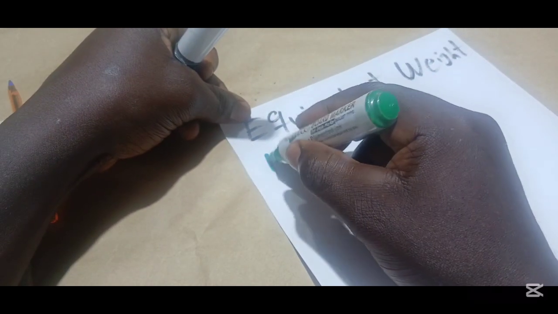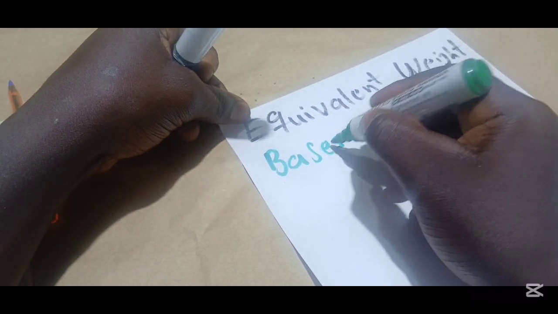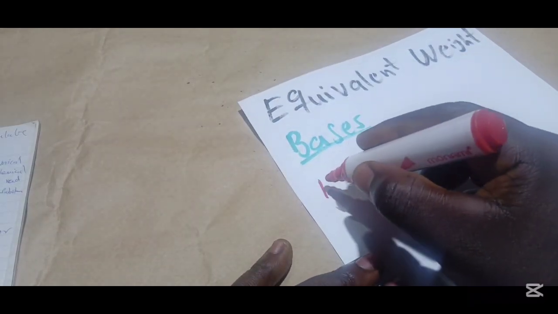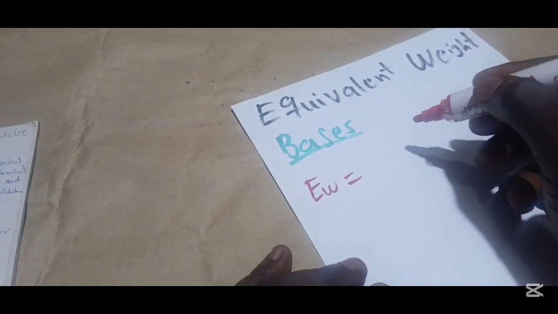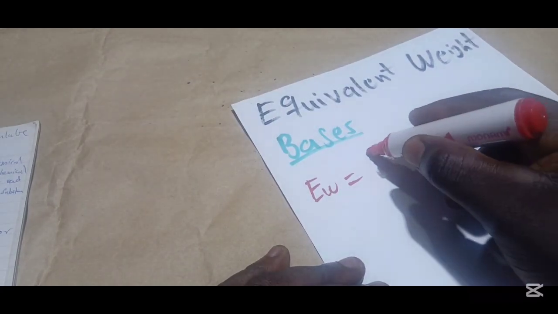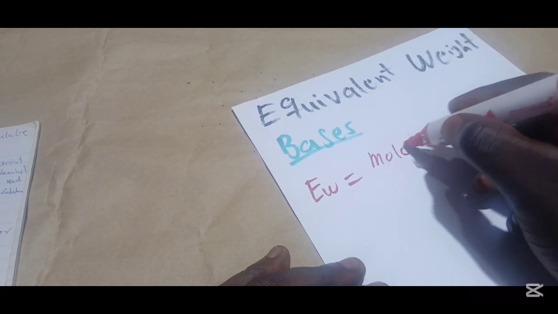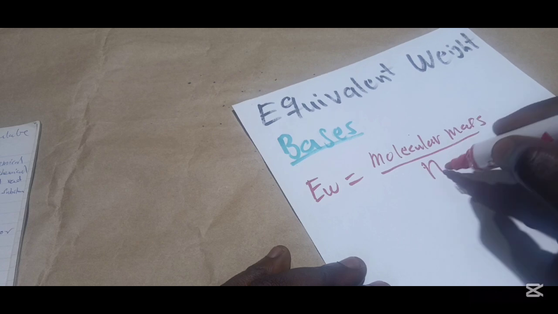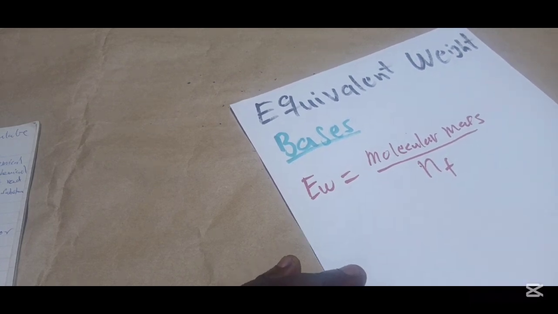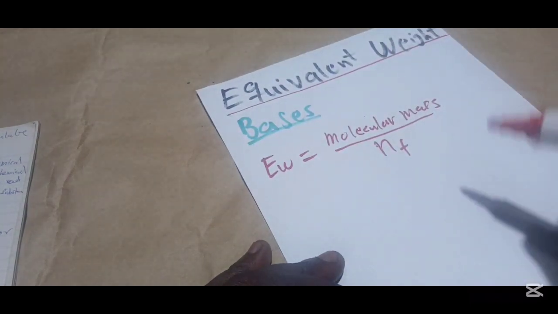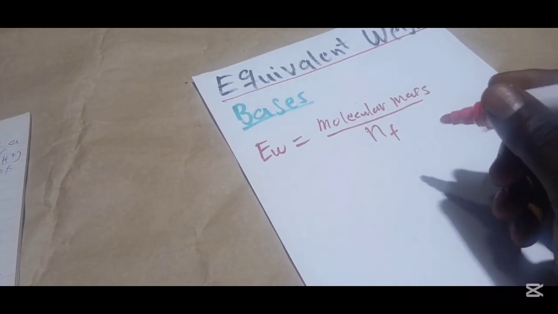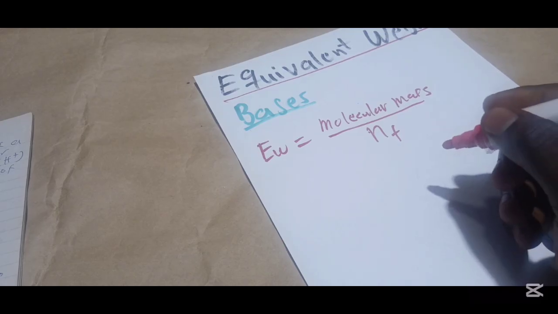So let's start with bases. Equivalent weight equals the molecular mass of the compound all over the n factor of the compound. So for bases, to find the equivalent weight, what we need to do is to find the molecular mass of the given compound and the n factor. Then we can go ahead.